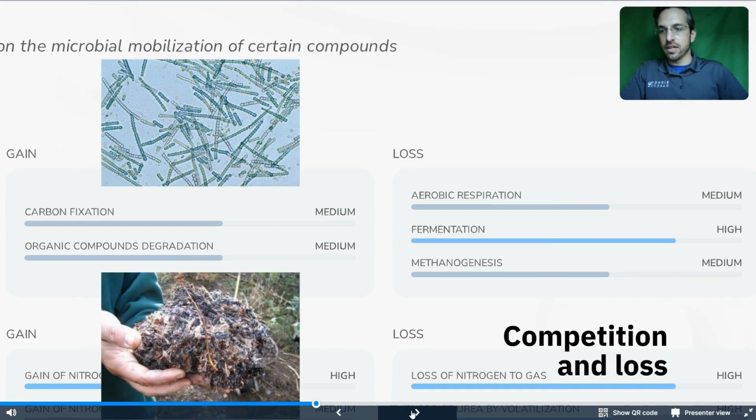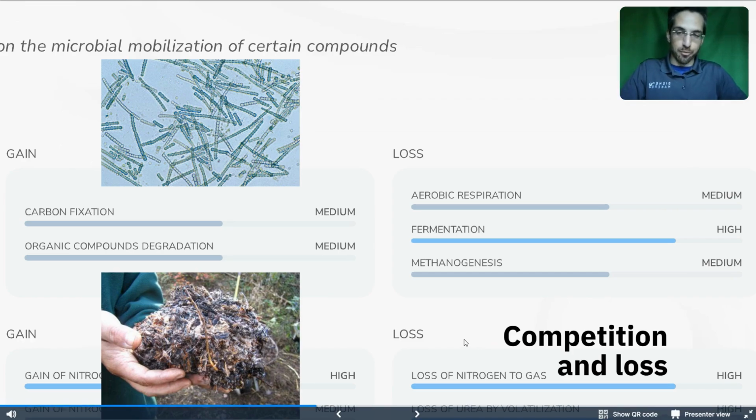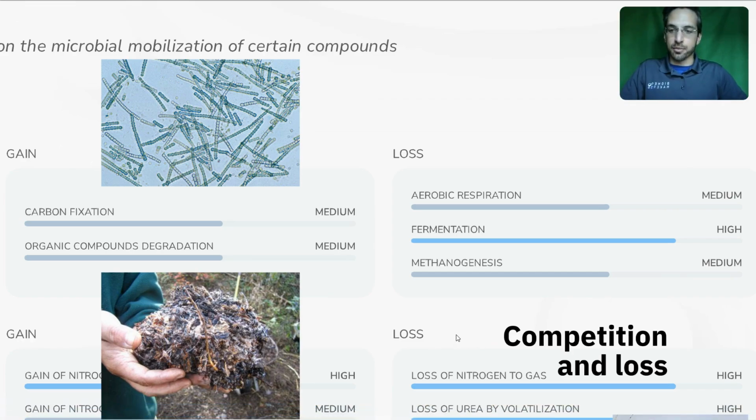We have the organic compound degraders, which is to say decomposers. These are the guys that break down organic matter. They break down your crop residue, your stover. They break down wood chips. They break down manure. They're the ones who are going to break down organic matter and release the nutrients in it.